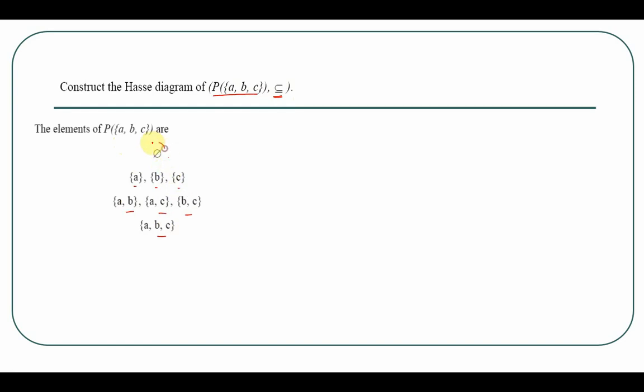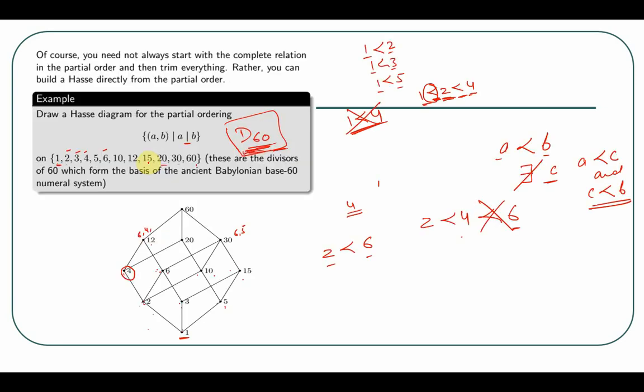Obviously, we'll begin with the smallest element. We'll begin at the bottom, that is the element phi, because phi is preceding all the other elements. Phi is a subset of all the other sets, just as in this case, 1 divides all the other numbers. So, we'll start at 1. And 60 is divisible by all other elements. So, 60 will be at the top.